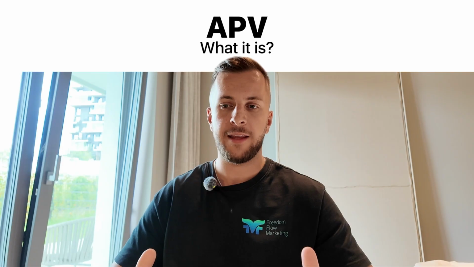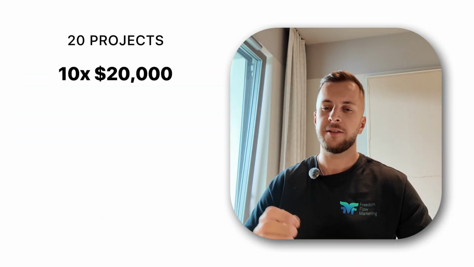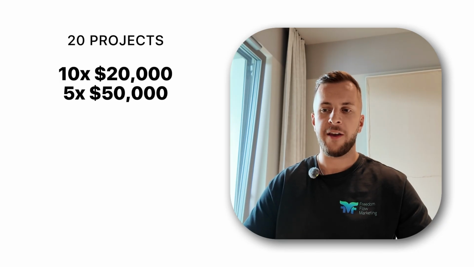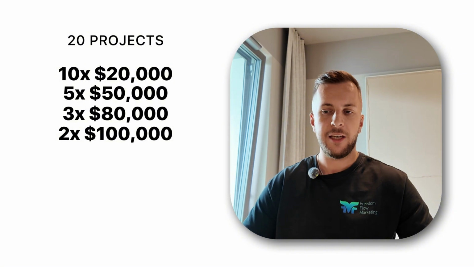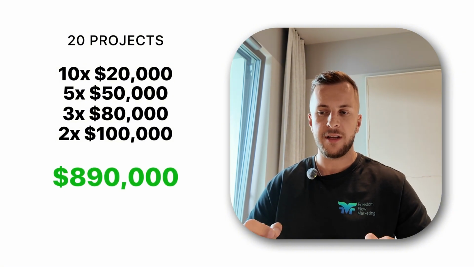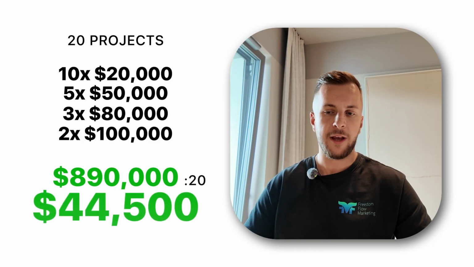How do you calculate the average project value? If last year you did 20 projects and 10 of them were 20K, 5 were 50K, 3 were 80K and 2 were 100K, that gives you a total of 890K. Divided by 20 projects, that's 44K 500. Simple. That's your average project value.